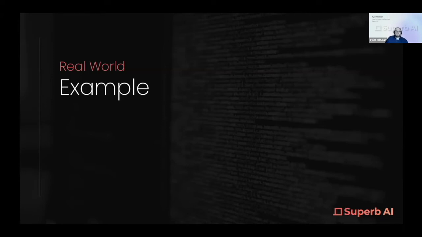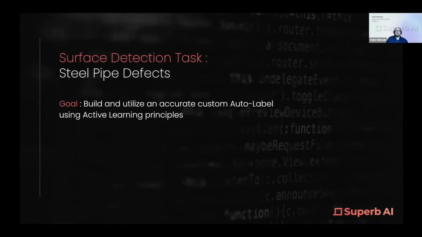So now that we have discussed some of the strategies, principles, and technologies behind active learning, I'd like to walk through a real-world example using the Superb AI suite. The use case I'm going to talk about today is a surface defect detection task using a data set comprised of X-ray images of steel pipes. Our goal was to demonstrate that we can create an accurate custom auto-label model using a very small data set by leveraging our active learning feature set.